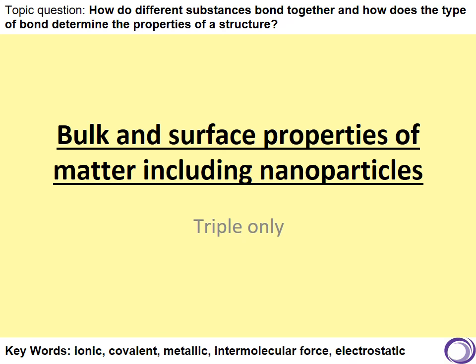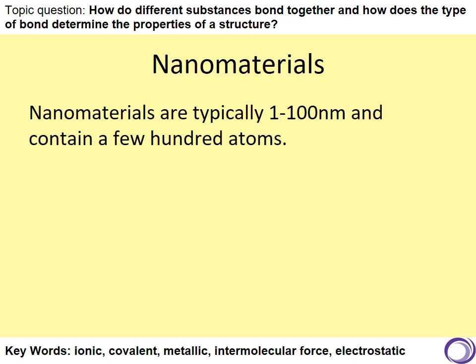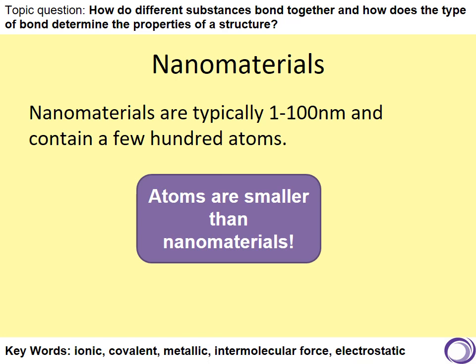Part of the specification which is only examined on the triple single chemistry unit is the bulk and surface properties of matter, including nanoparticles. This is not examined on the combined trilogy specification. Something students often forget then, atoms are smaller than nanomaterials. Nanomaterials are made of atoms, so therefore by definition must be bigger than atoms.